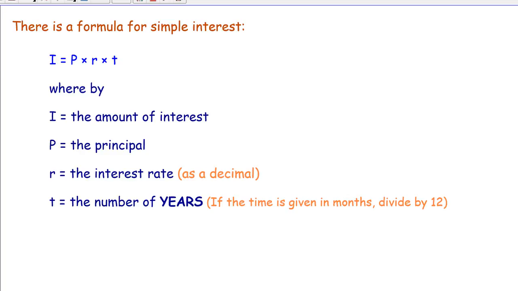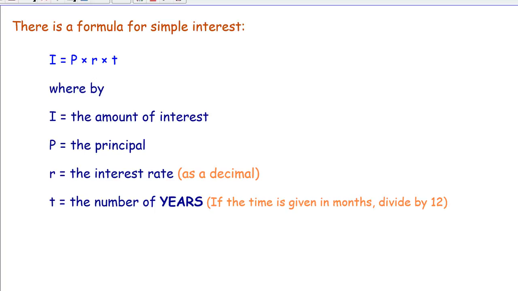And the formula is interest is equal to P, which stands for principal, multiplied by R, which is the rate of interest, multiplied by T, the time. The time here, or T, represents the number of years. Now, sometimes you may be given time in months. What you have to do is convert that to years by dividing by 12.